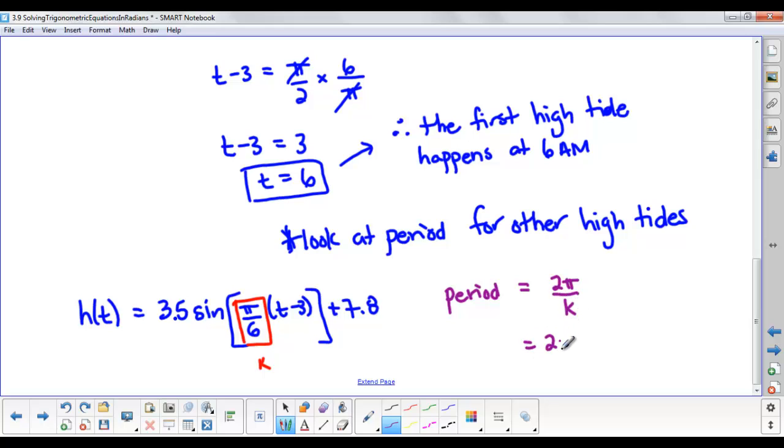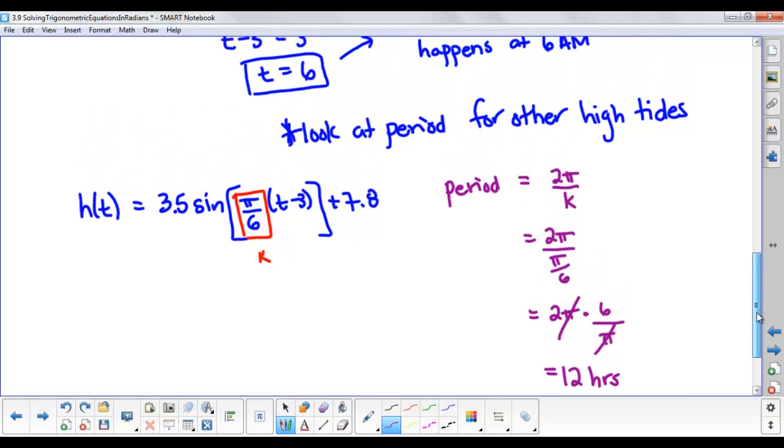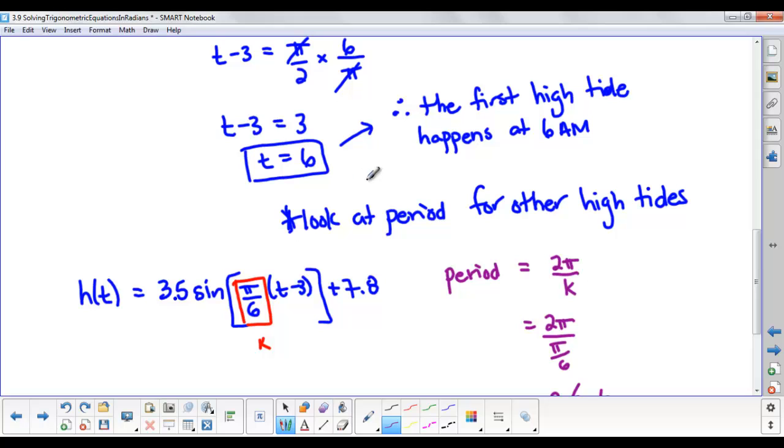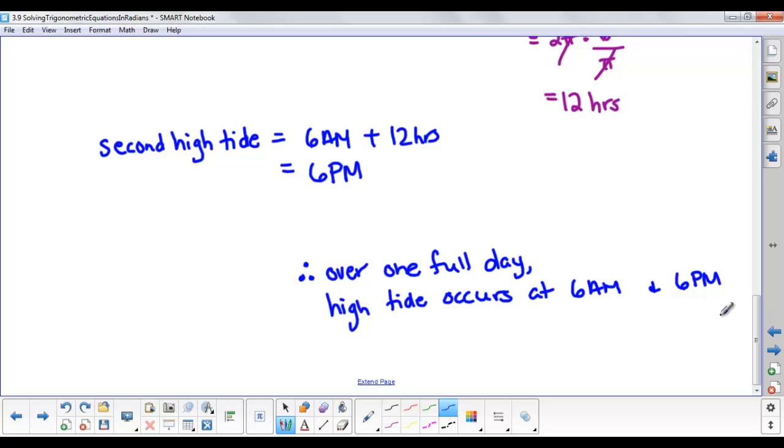Well, since our k value is pi by 6, we need to flip and multiply. Pi's cross out. So that tells us that the period is every 12 hours. So if we wanted to know what other time during the day in a 24-hour period, well, if the first high tide happens at 6 a.m., 12 hours later is 6 p.m.